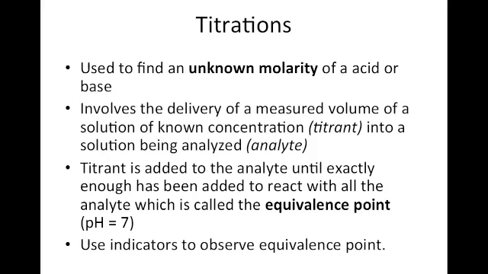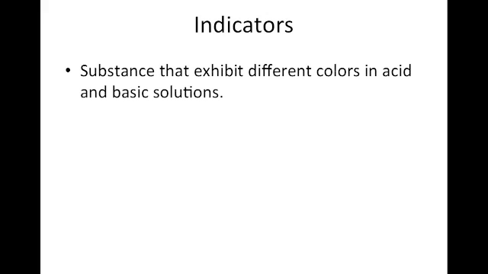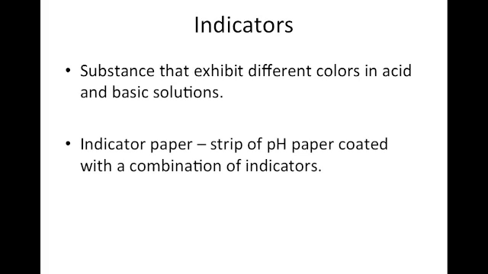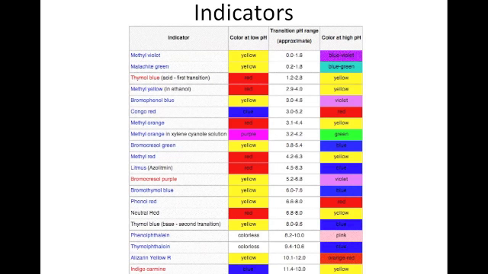How do you find an equivalence point? Well, you use what we call indicators. An indicator is a substance that exhibits different colors in acidic and basic solutions. Indicator paper is an example of an indicator, but it has a lot of different indicators on it, hence the different colors. Here is an example of all the different indicators that we know of, and based on where the pH lies, what color it's going to turn.